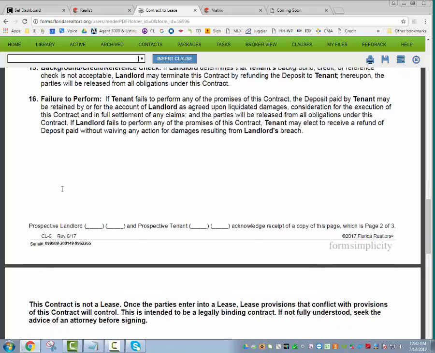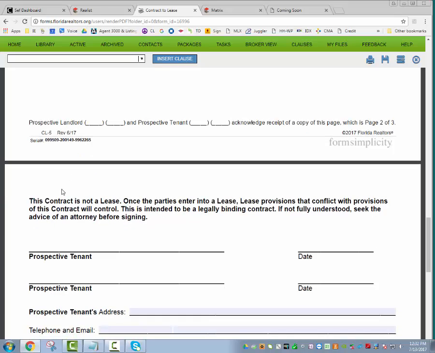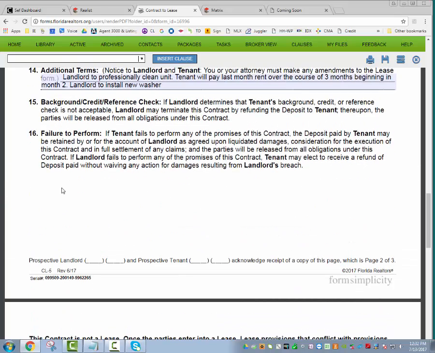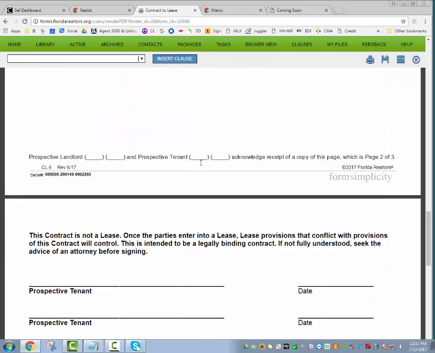Very important here. A lot of folks don't really know that this is a binding contract. If tenant fails to perform any of the promises of this contract, the deposit paid by the tenant may be retained by the landlord as agreed upon liquidated damages. It's very, very important that they know that. People go, oh, well, they didn't sign the lease, so we can get out of it. That's not the case. If the landlord fails, their only repercussion really is that the tenant gets their money, unless the tenant wants to sue them, which rarely happens.